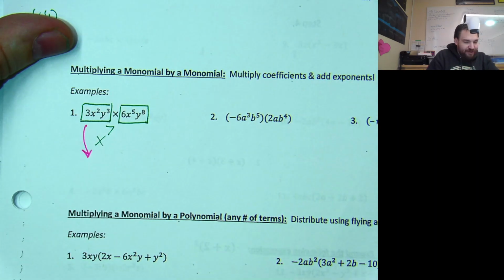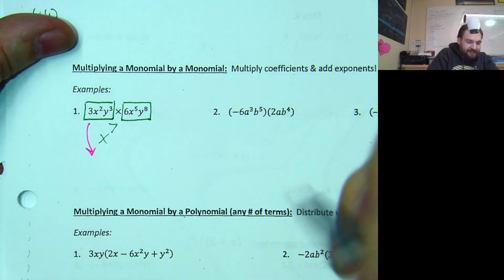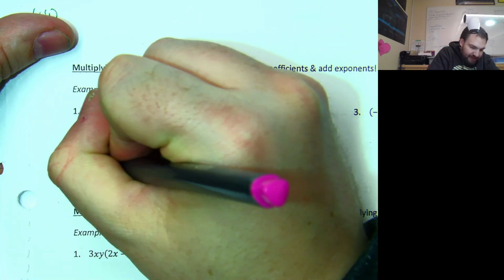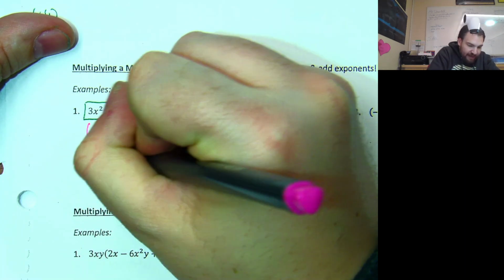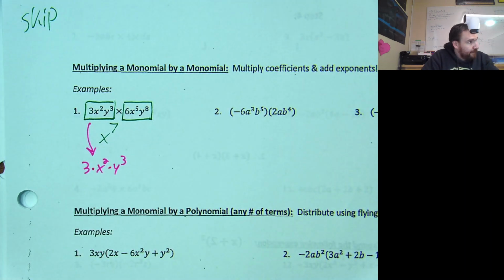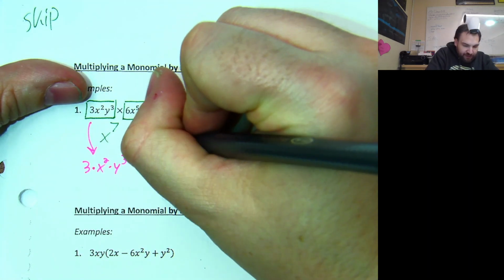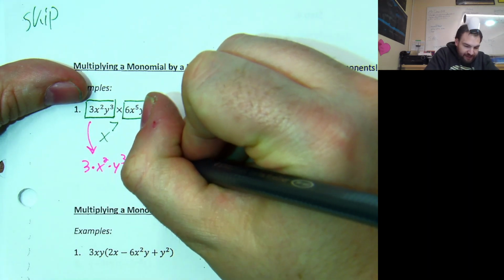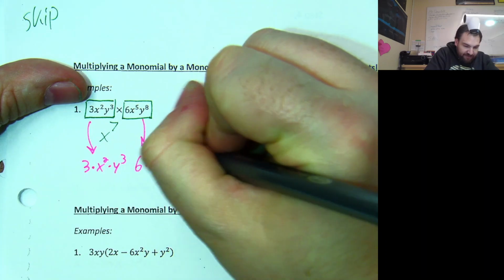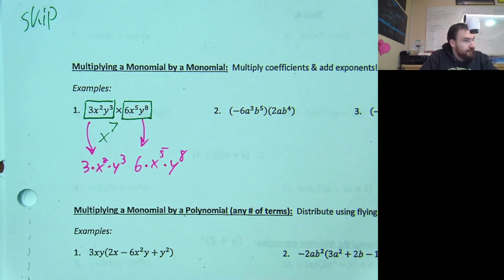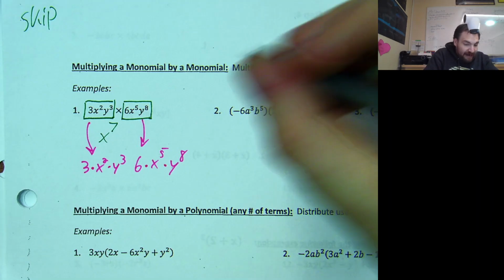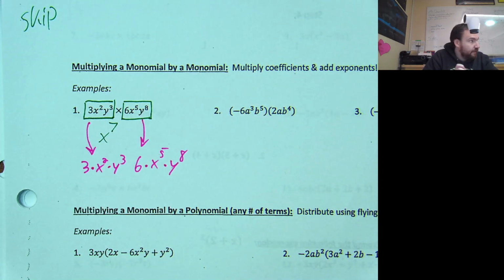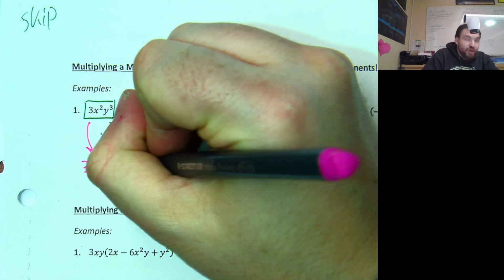I'm talking too fast. I'll slow down. This expression right here is the same as 3 times x squared times y cubed. Yes? Okay, we're cool with that? And then this one is going to be 6 times x to the 5 times y to the 8. Yes? And what am I doing with these two expressions? I'm multiplying them.